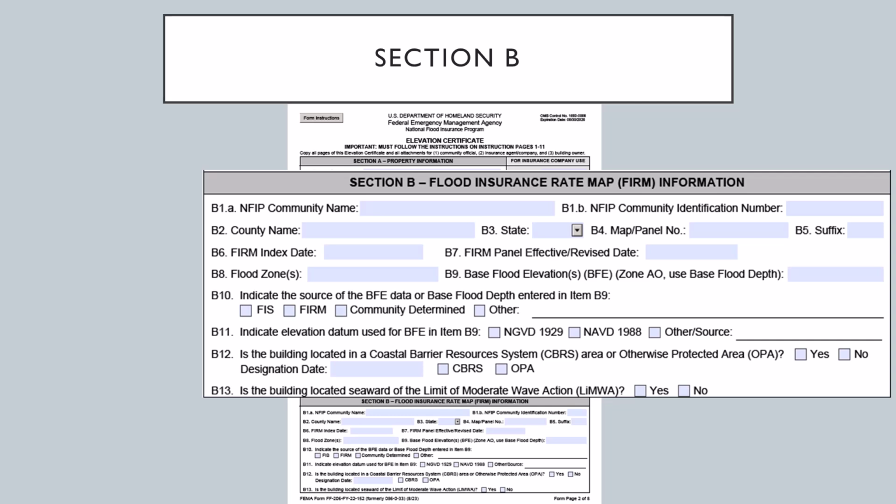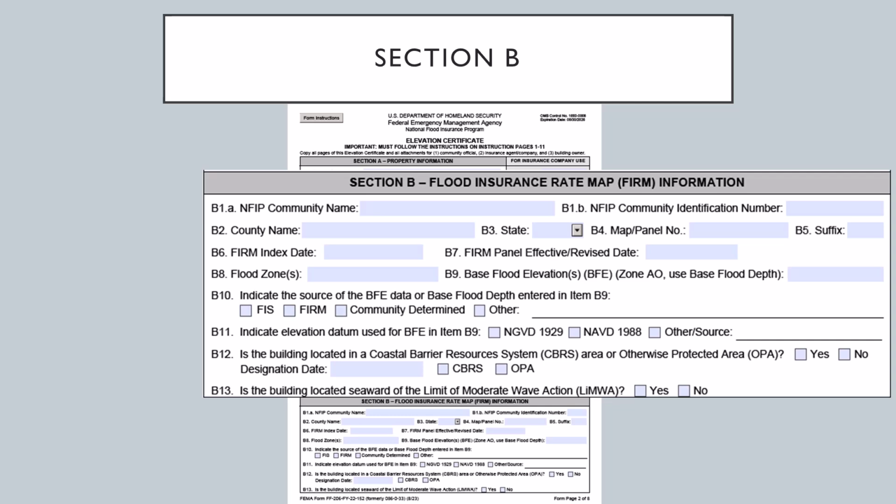Section B captures all the map information related to the property the building is being built or improved on. The general rule about Section B is that all entries in this section are to be based on the current effective map for the community. Do not use preliminary map information or information from the previous FIRM when the building was permitted if a new one has superseded it. We'll explain that point a bit more towards the end of this video.